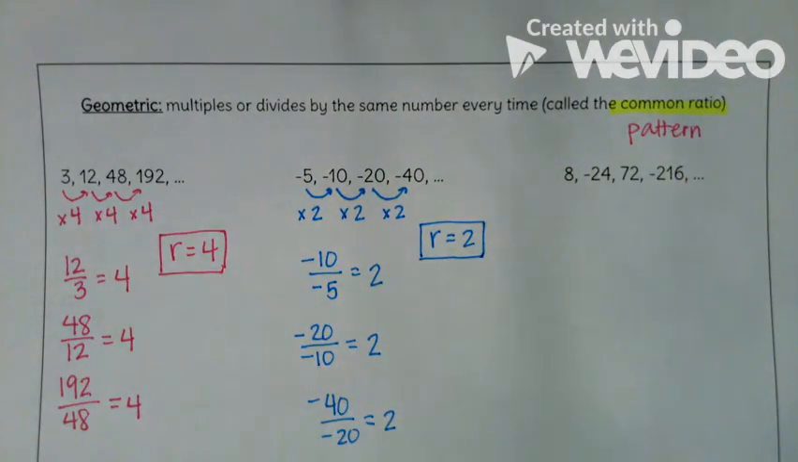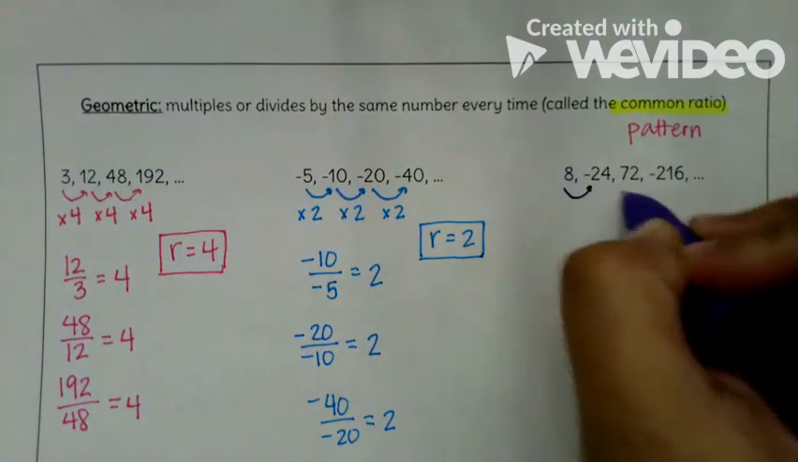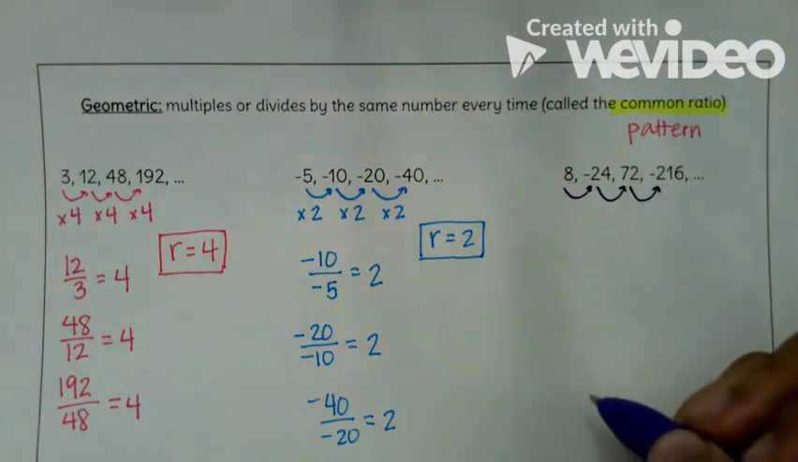For the sequence 8, negative 24, 72, negative 216, what do you think the common ratio is? So you can quickly type into a calculator, but what do you think the common ratio is? Now for this one, it's alternating. It's going positive to negative, which means we're multiplying by a negative number.